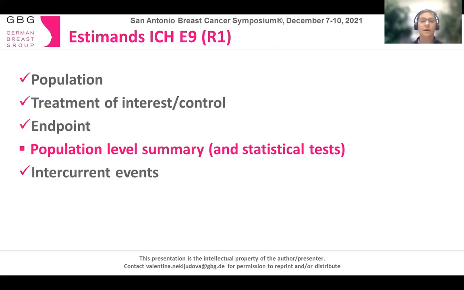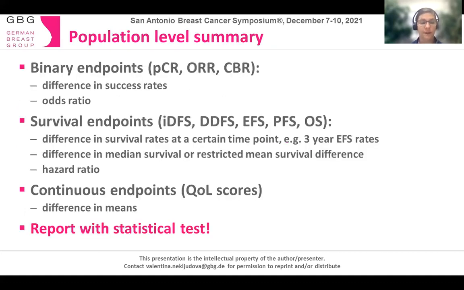So now we covered 4 of the estimand attributes, and we will move to the last one, population level summary, where the statistical analysis lives. I will move swiftly through this slide. It is just a list of some typical summary measurements we use.